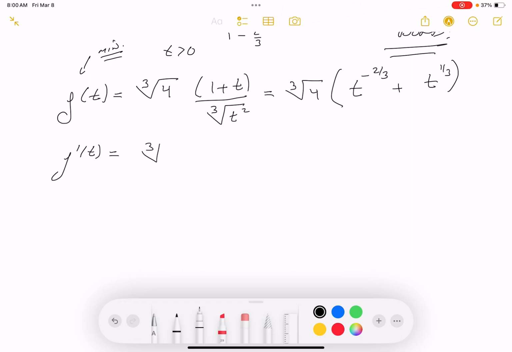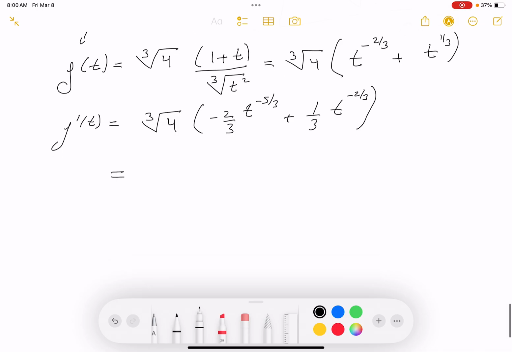So what do you get? The cube root of 4. And I got to differentiate the inside, and that's going to be minus 2/3. And then I can take 1 from the exponent, right? That's going to be minus 5/3. And then it's going to be plus 1/3 t to the, I'm going to take 1 from that, right? Minus 2/3.